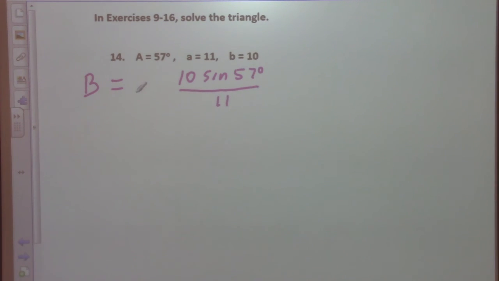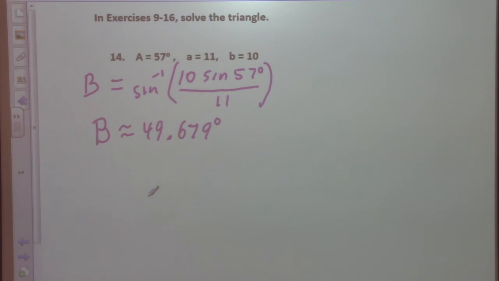So you got the inverse sine of that? And then the inverse sine of that, and I got 49.679. 29.679? No, 49.679. Okay, and that's going to be degrees, right? Yes, degrees. All right, go ahead.